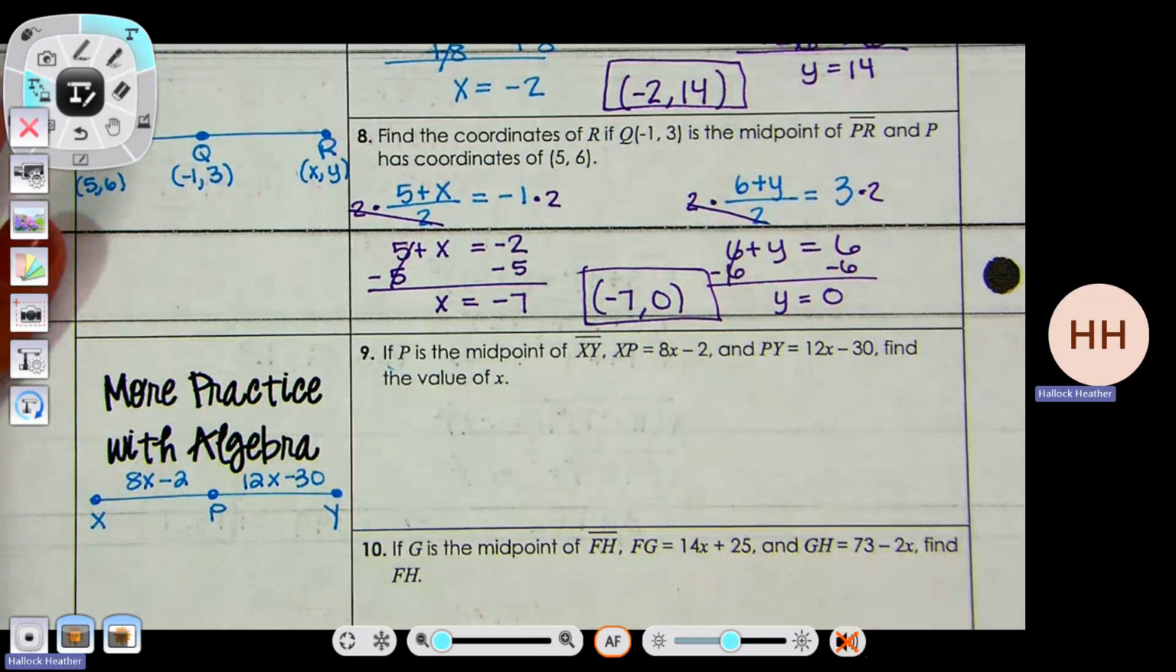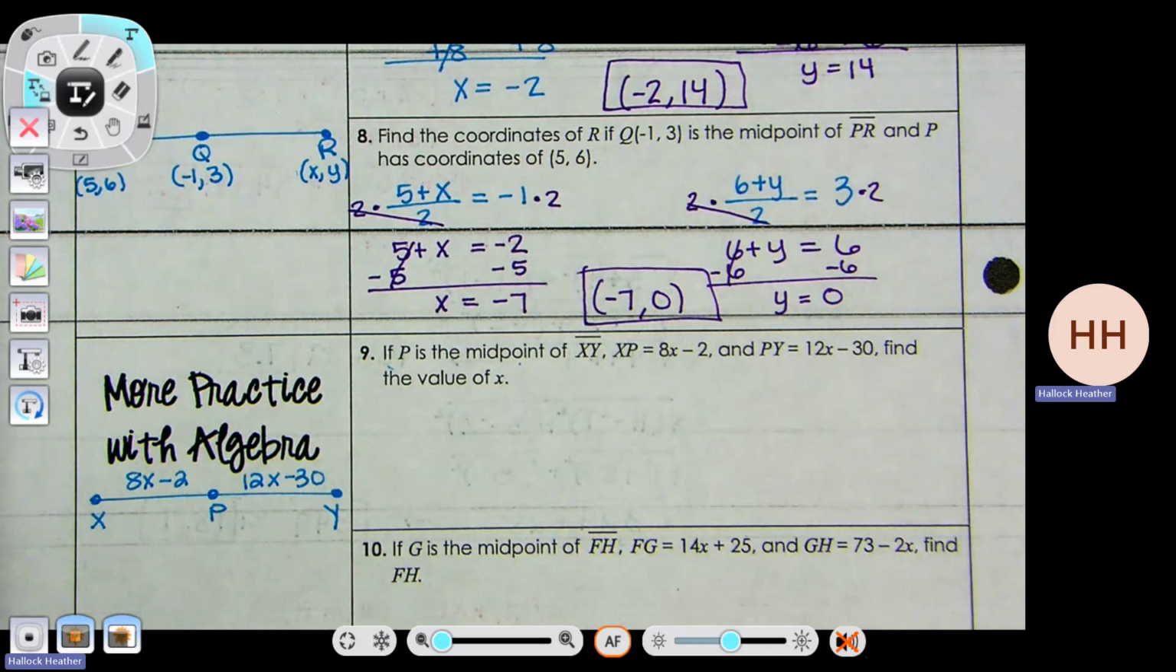Now, these are not coordinate points. So we're not using the distance formula. We can't use the midpoint formula because they require coordinate points. What am I going to do if P is the midpoint of XY, and I know these two pieces are those? We don't have coordinate points. We can't use the distance formula. We're not using slope. They'd be equal because they're congruent pieces. If I know that it's the midpoint, I know it's in the middle.